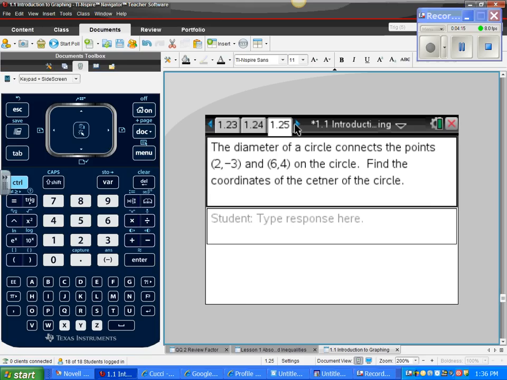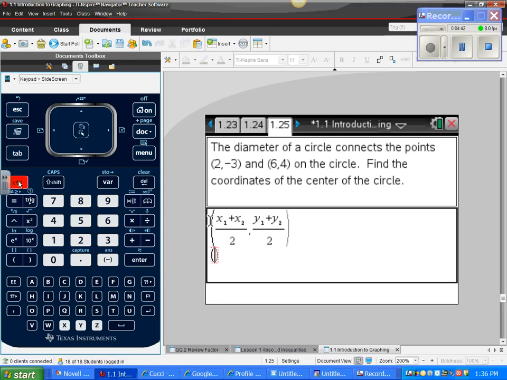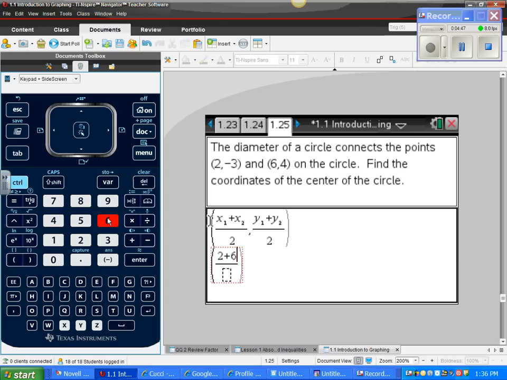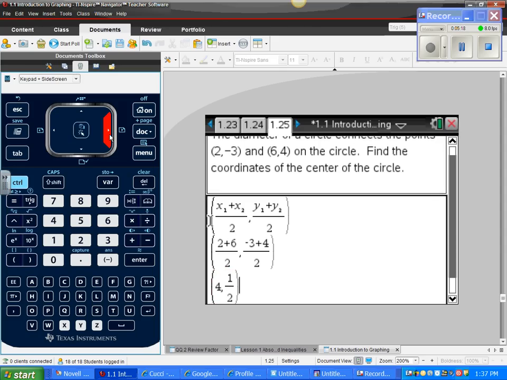Okay. Next page. The diameter of a circle connects the points 2, -3 and 6, 4 on the circle. Find the coordinates of the center of the circle. Sometimes my brain moves faster than my fingers. Sorry about that. So we're going to use, again, the midpoint. So there's our formula, and we're going to start substituting into this. Control M opens that math template. Use your parentheses and your fraction. X sub 1 plus x sub 2 divided by 2, y sub 1 plus y sub 2 divided by 2. 2 plus 6 is 8. 8 divided by 2 is 4. Negative 3 plus 4 is a positive 1 over 2, which stays 1 half. So there's your midpoint, 4, 1/2.